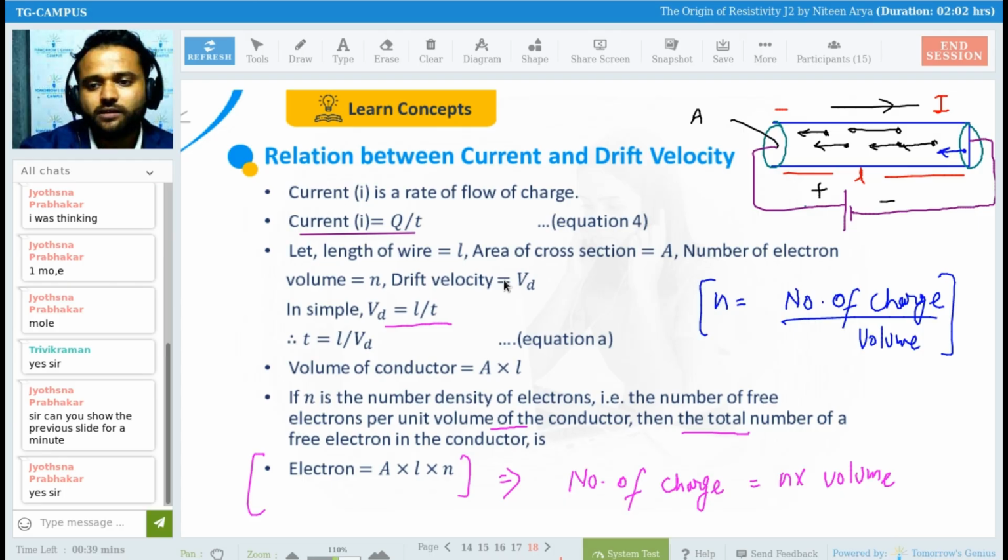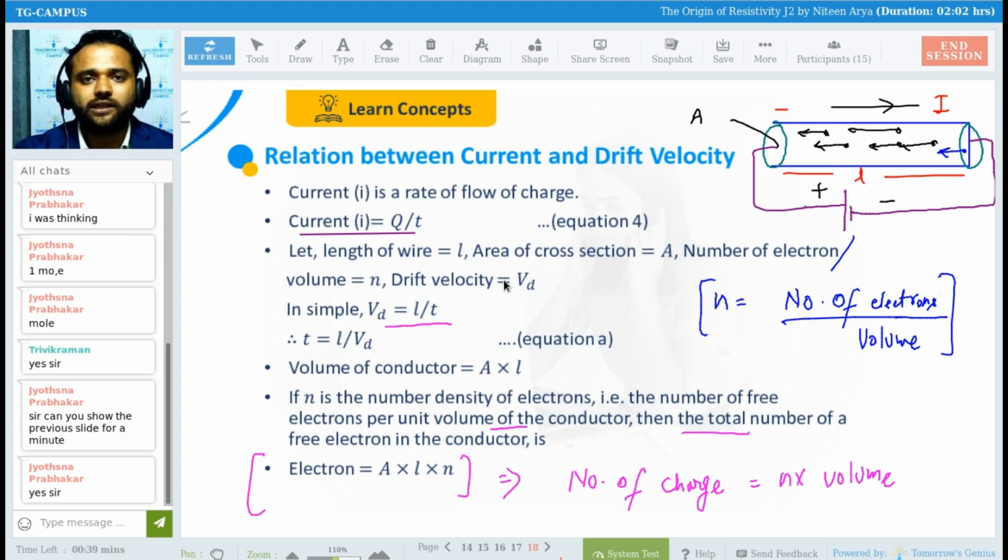This is the number of electrons per unit volume, and drift velocity Vd, right? So small n, number of charge carriers, or you can say electrons, because that is going to be more clear in your head. Here the charge particles are electrons, so small n is the number of electrons per unit volume.